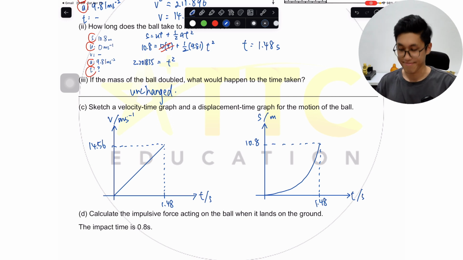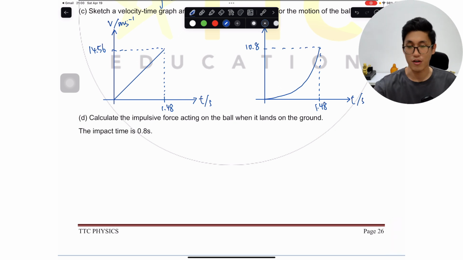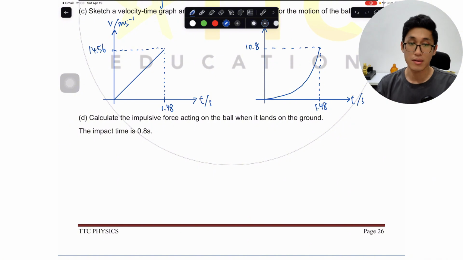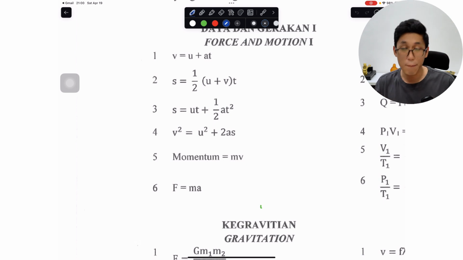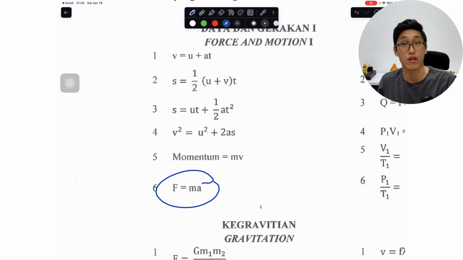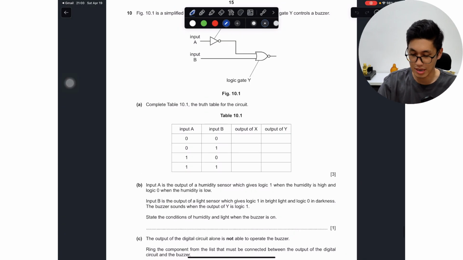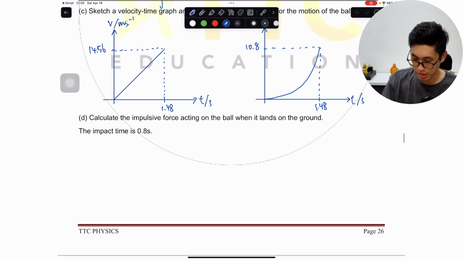Okay? Now, the last question: calculate the impulsive force acting on the ball when it lands on the ground. For impulsive force, if you look back at the formula, you don't really get impulsive force in this formula. But you should know that all forces can actually be written as F equals ma. So even impulsive force can be written as F equals ma.